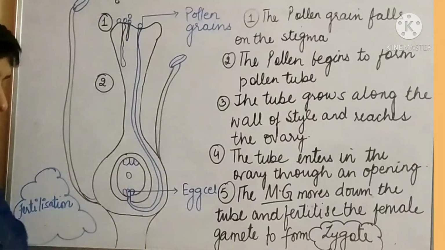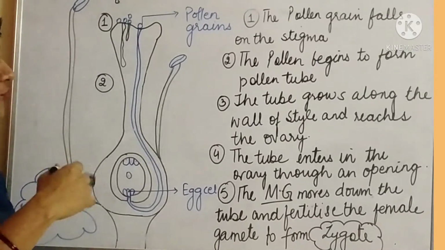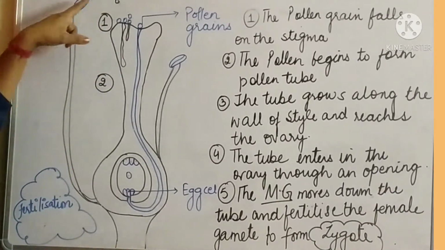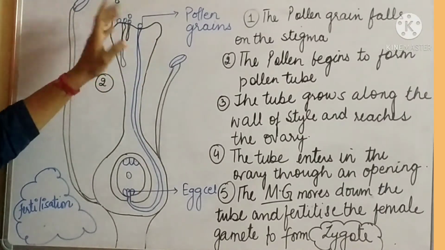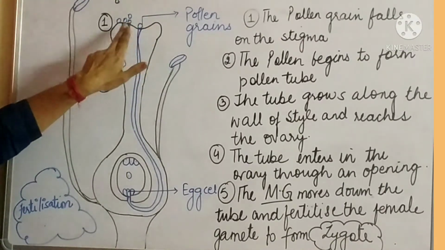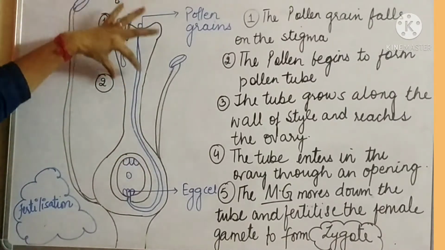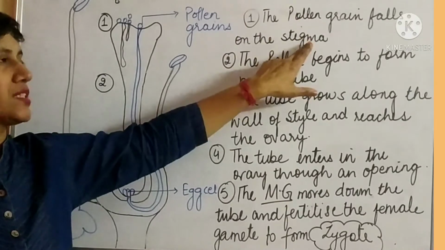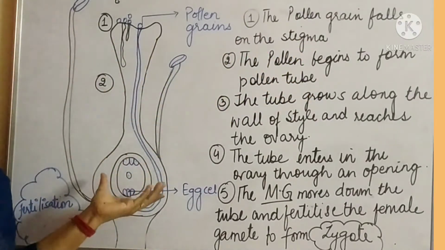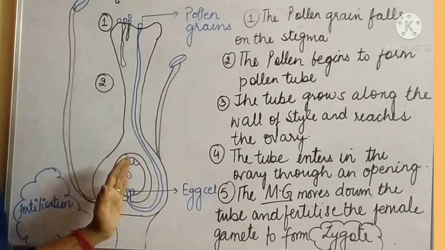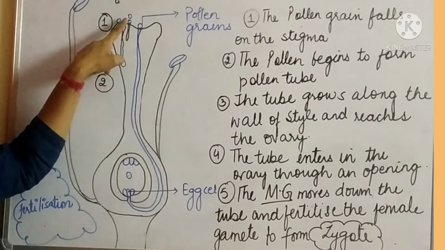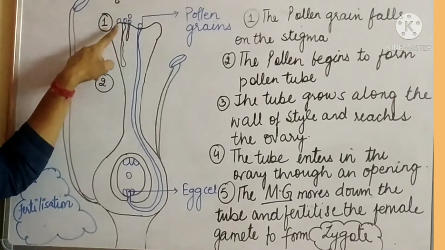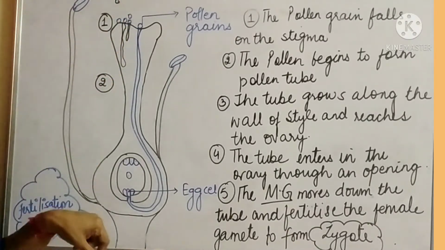Now let's see the mechanism of fertilization. So first of all, from the anther, the pollen comes out, the pollen grains come out. When the pollen grains fall on the stigma of the female part, this is the female part. The first one is the pollen grains fall on the stigma of the right flower. Right flower means flower of the same species. Okay? Second, the pollen grains start forming the pollen tube. See, all pollen grains start forming the pollen tube.